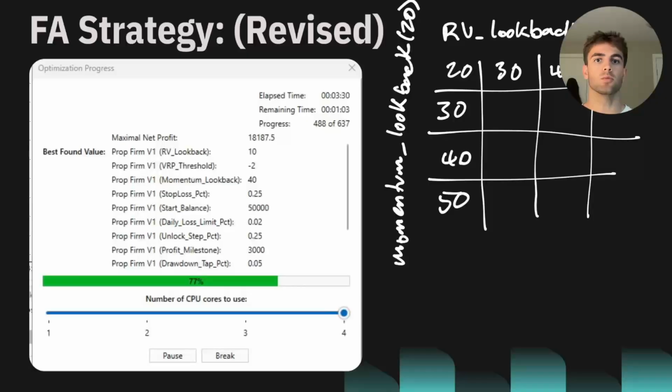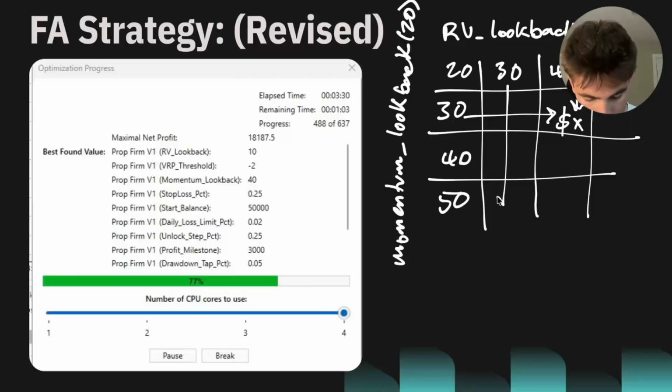These are fake numbers, but they all generate a different result. If we do 40 for RV lookback and then 30 for momentum lookback, that is going to give us a certain net profit over that time period. If we try 30 for RV lookback and 50 for momentum lookback, that is going to give us a different net profit over that time.